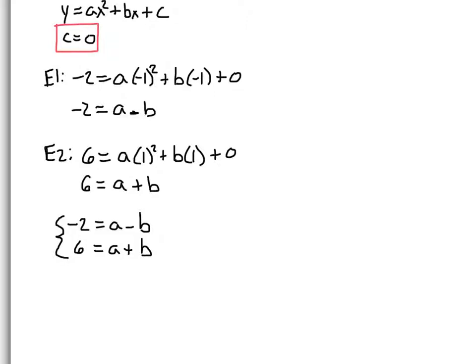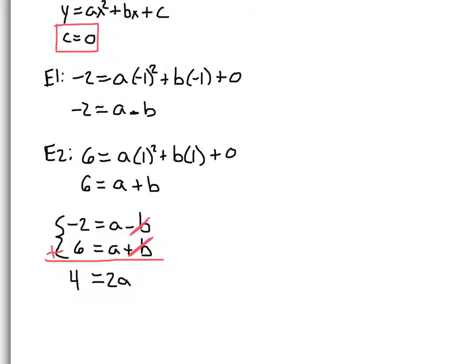The reason is that to use elimination, we're going to add these 2 equations together, just in their columns. We take -2 plus 6, bring down the equal sign, take a plus a, which is 2a, and take -b plus b, which cancel away. Now we have 4 equals 2a. Notice we have eliminated a variable. That is why this is called the elimination method.